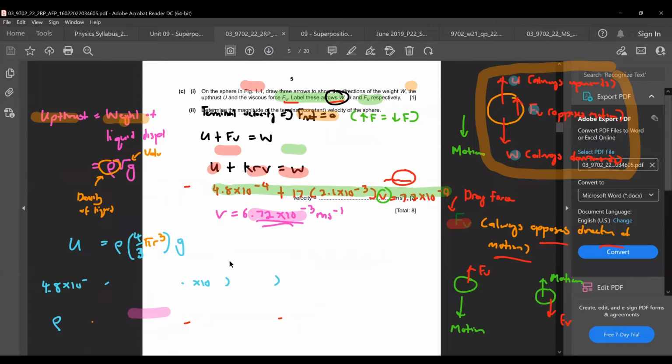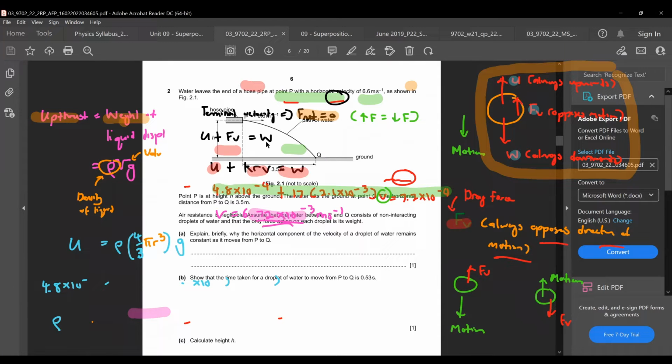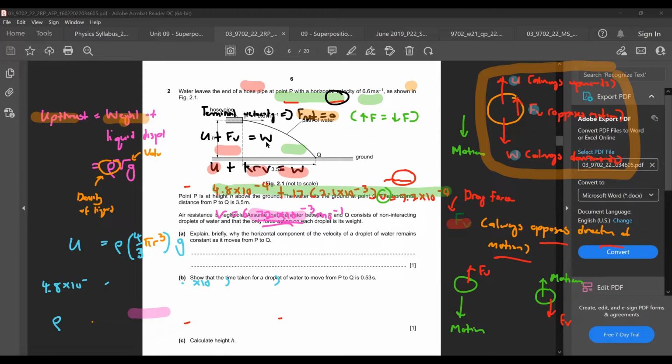So far, so good, I hope. Right, so this one is okay. Then after that, I move on to the second question. This one is about your kinematics. All right, so I'll clear off everything that we have here.